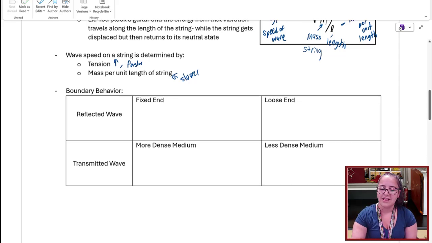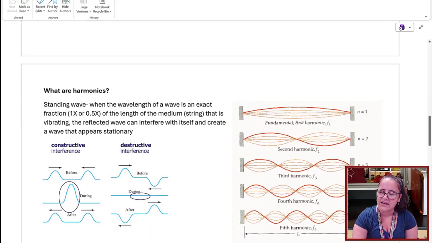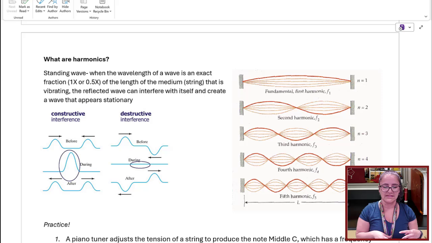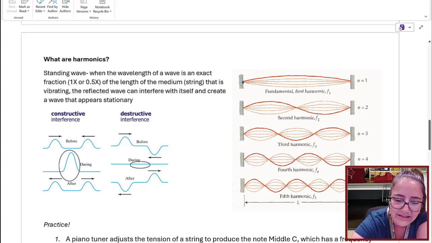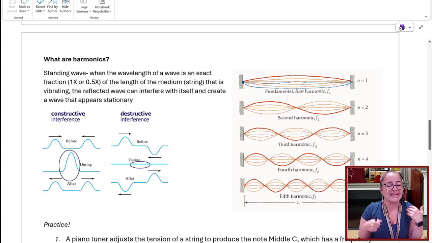Let's go ahead and talk about harmonics, because how do those waves actually form? You might have noticed at some points in that simulation, the wave looked like it was standing still. And that's because if you have a string with a fixed end and a wave travels along that, it could be inverted and go back and interfere with itself.